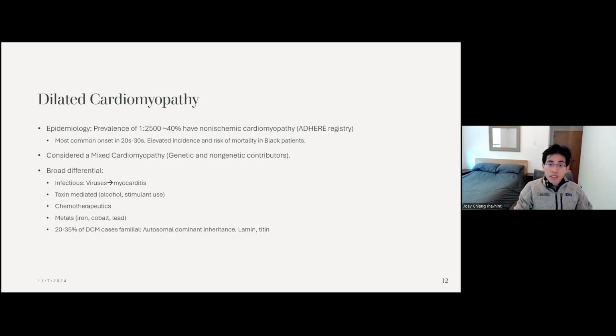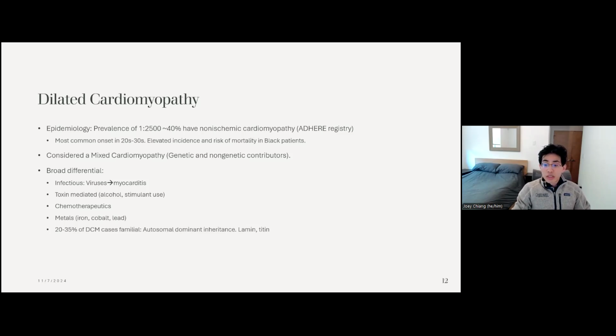But if some people have ischemic disease, which is sometimes thought to be grouped together and grouped separately, that can typically happen a little bit later on in life too. As far as other classification, this can be mixed. So there's some genetic and non-genetic contributors. There's a pretty broad differential of causes that can drive this.